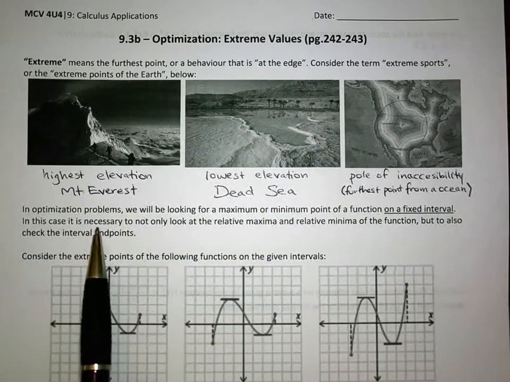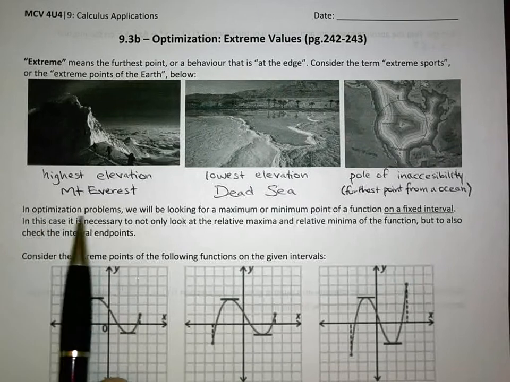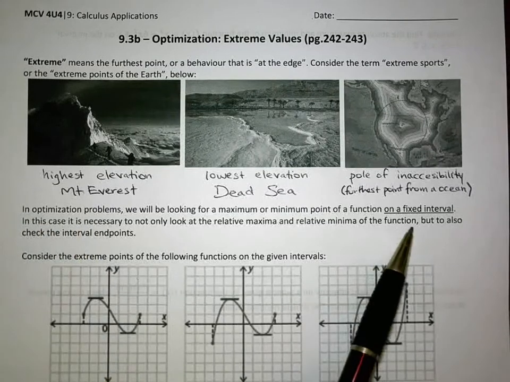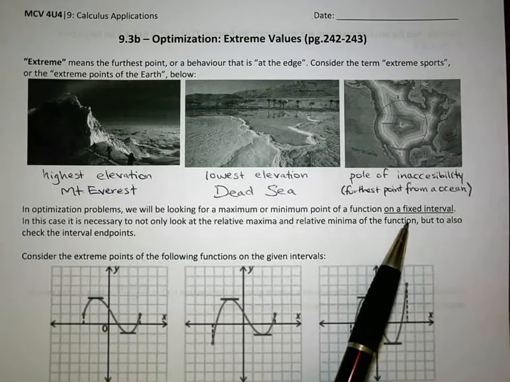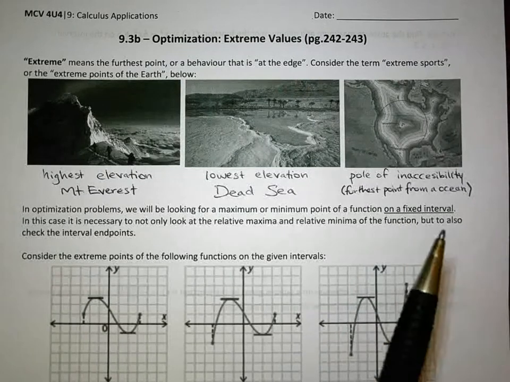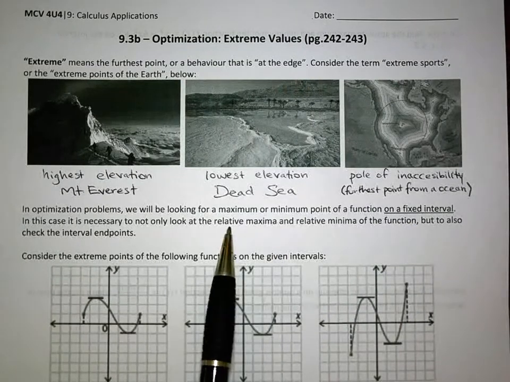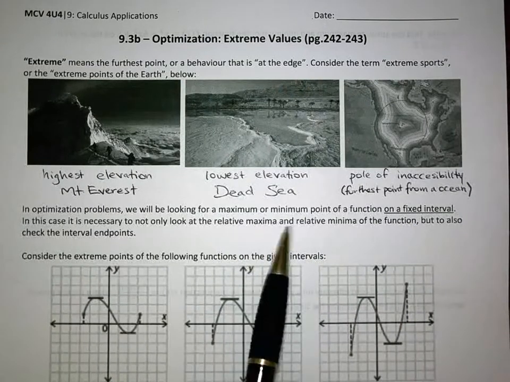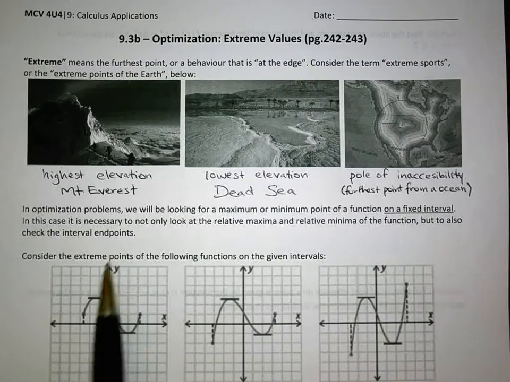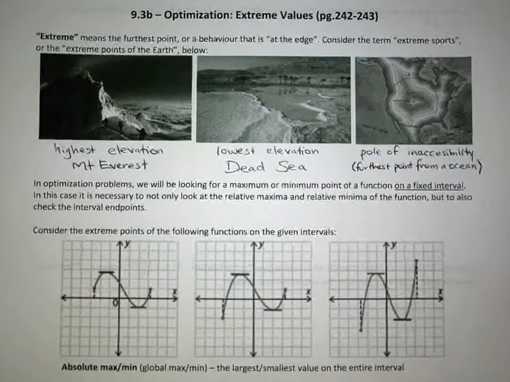So previously, we've been able to find the max and min points of a function, which is great. But usually in optimization problems or real-world problems, we're looking at a fixed interval. So when we talk about finding the absolute highest point, not only do we want to find the max and min points, those peaks and valleys, but we also want to see maybe the endpoints happen to be the highest or lowest point of the function.